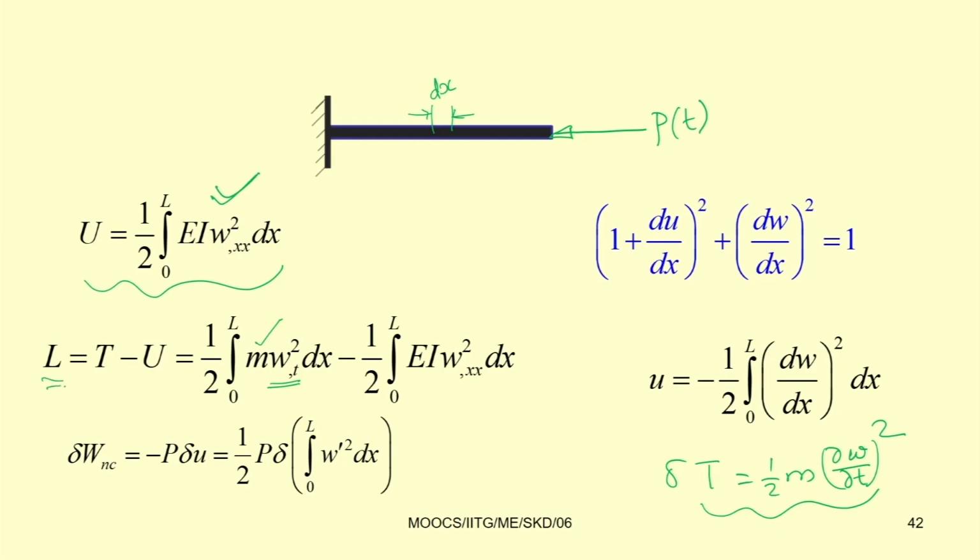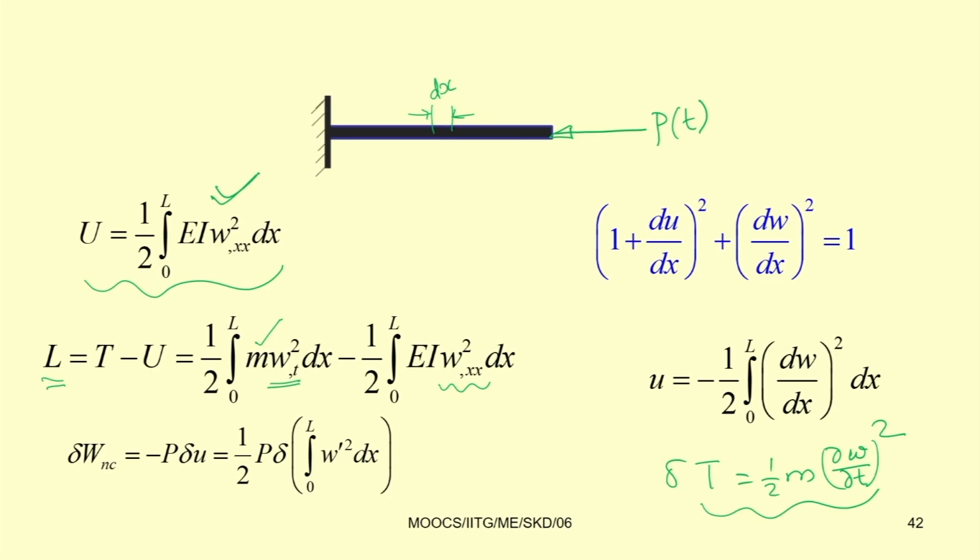So, you can write L equal to T minus U, equal to half integral 0 to L m W_t square dx minus half integral 0 to L E I (double differentiation of W) whole square dx.